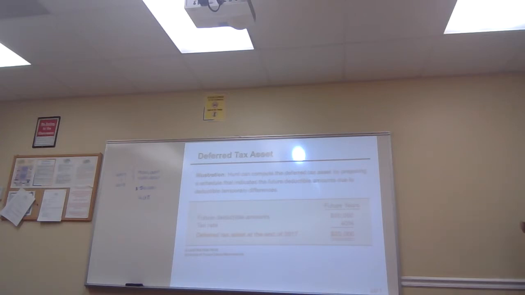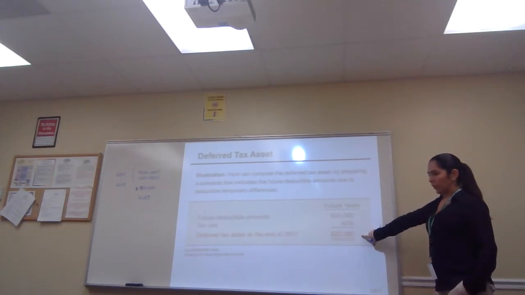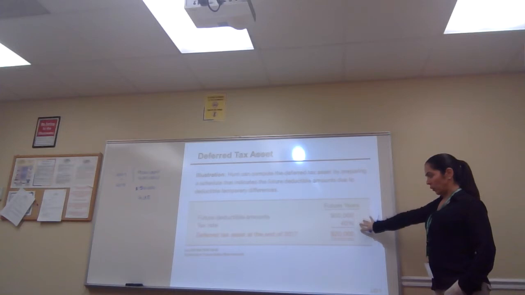So Hunt can compute the deferred tax asset by preparing a schedule that indicates the future deductible amounts due to deductible temporary differences. So 50,000 at your 40% tax rate, this is your deferred tax asset account, $20,000. So in the future, you're going to get a benefit of $20,000. That's basically what your balance sheet is telling you when you have this account.